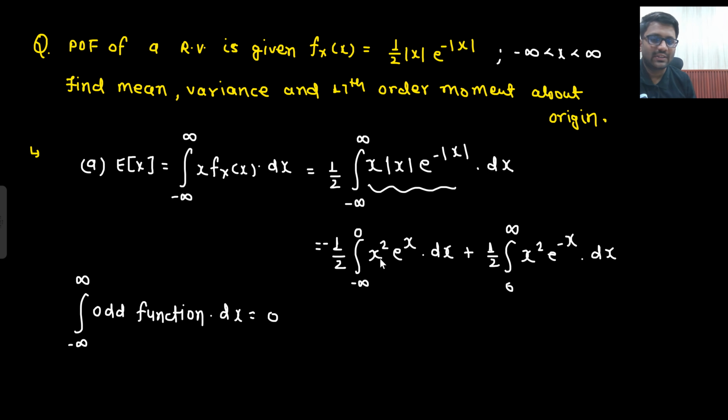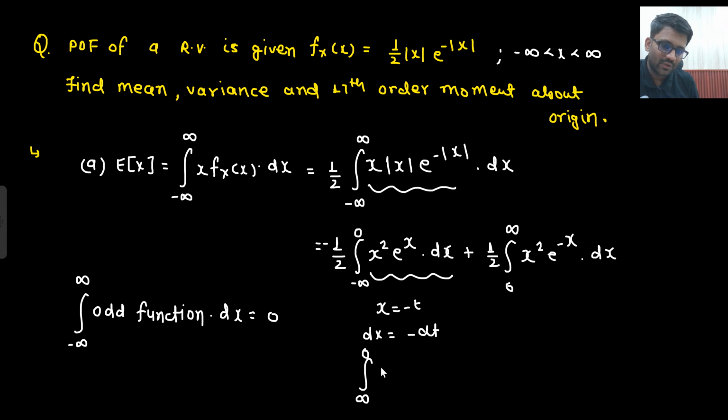Or basically what you can do is, here in place of x you can put minus x, so you will get the same thing. What I mean to say is that in place of x you will put minus t. So what you will get? dx equals minus dt. And how will the limit go? If x is minus infinity, then t will be plus infinity. And if x is 0, then t will be 0.